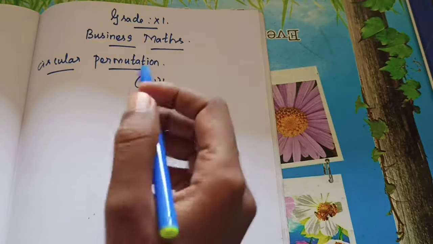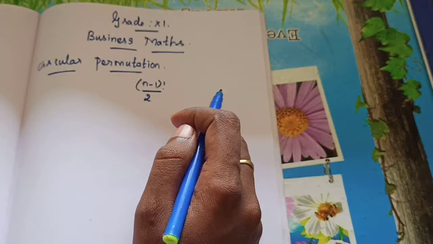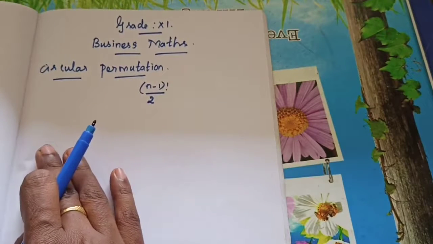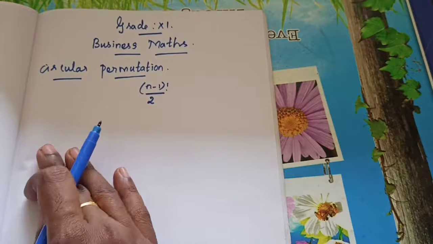That's very important. There is one note in your book: if clockwise and anti-clockwise circular permutations are considered the same, then you are considering both clockwise and anti-clockwise. You know how the clock will move, that's clockwise. Anti-clockwise means the reverse. If both are considered the same, we will use the formula (n minus 1) factorial by 2. Using this formula we are going to do the problems here. So let's move to the question.